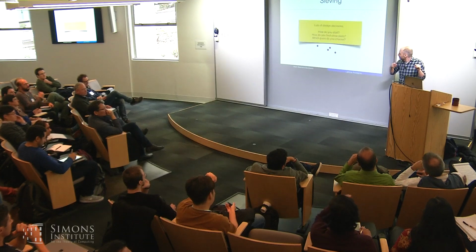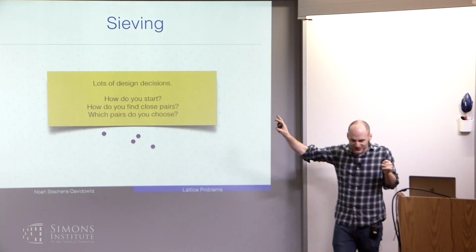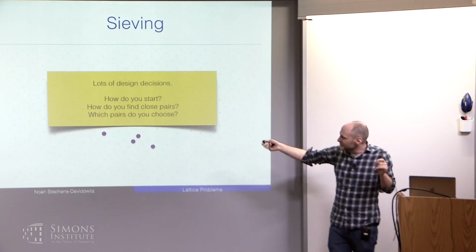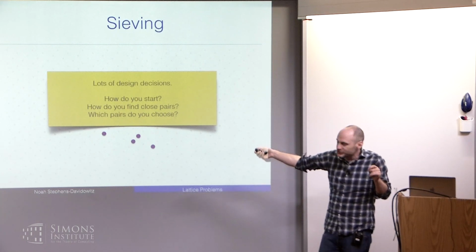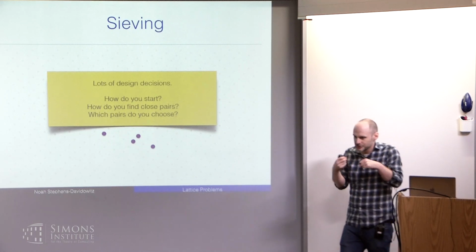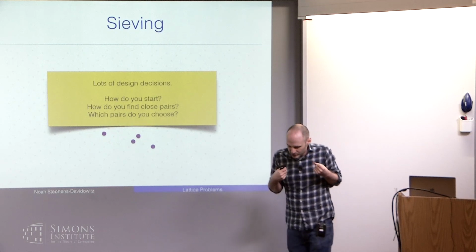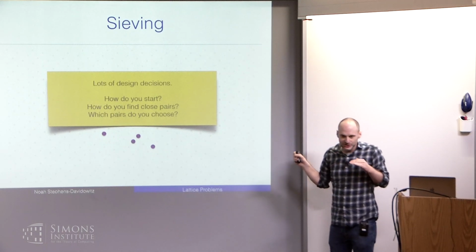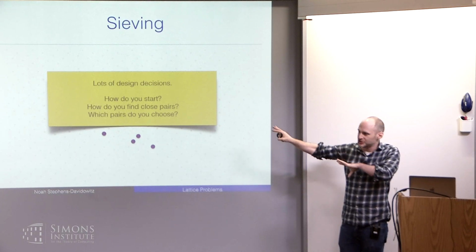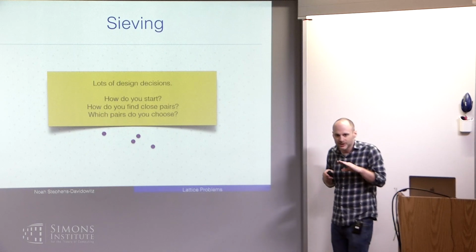I was about to say there are a lot of design decisions. This is just a very high-level framework for a class of algorithms known as sieving algorithms. In particular, it's not clear how you get the vectors to start out with. It's not clear which pairs you choose. And it's not clear even how you find pairs that are close together. You can imagine trying to do this more efficiently than brute force search. None of these things are clear. And there's a ton of work instantiating or answering all these questions in different ways and trying to get better algorithms that way.